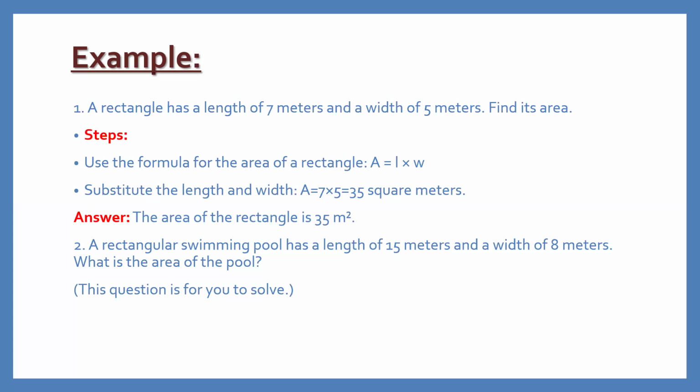See, the second example is: a rectangular swimming pool has a length of 15 meters and a width of 8 meters. What is the area of the pool? Same way, you have L, you have W, write the formula, substitute and find the final answer.